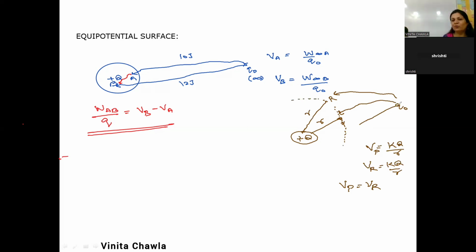If this charge comes to this point, again this distance is R. At this point also the charge has to do the same amount of work. So everywhere the charge has to do, let's say, X joule of work. So if a charge at P wants to go to R, then no extra work has to be done by the charge.